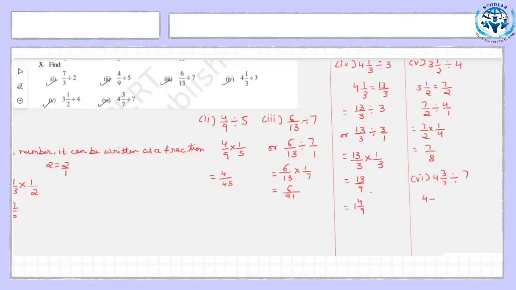Four 3 by 7 divided by 7. 4 3 by 7 is equal to 7 4 ja 28, 28 plus 3 is 31, 31 by 7 divided by 7 or 7 by 1. So 31 by 7 into 1 by 7 is equal to 31 upon 7 7 ja 49.